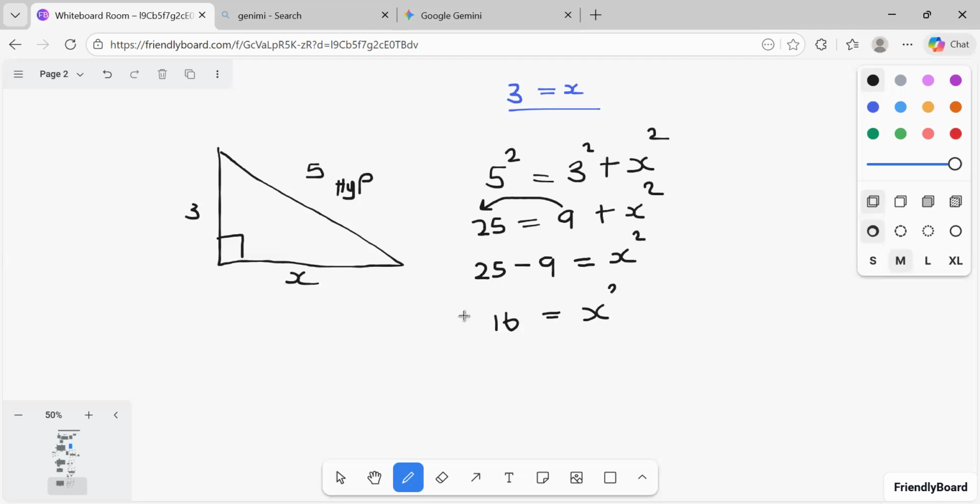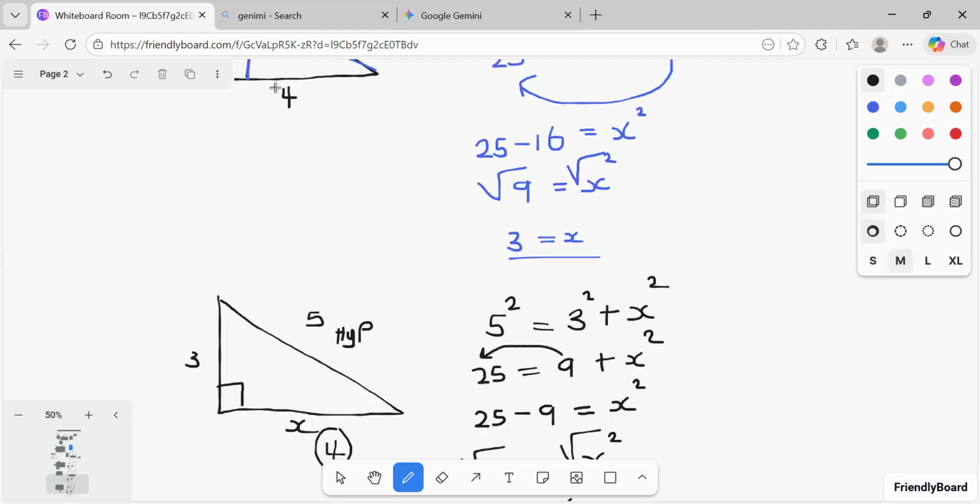Okay, then I square root this side, and I square root that side. So what is the square root of 16? It's 4. So 4 is equal to x. You see? I still got 4 here, right? Which is the 4 that is here. Okay, so Pythagoras theorem works.